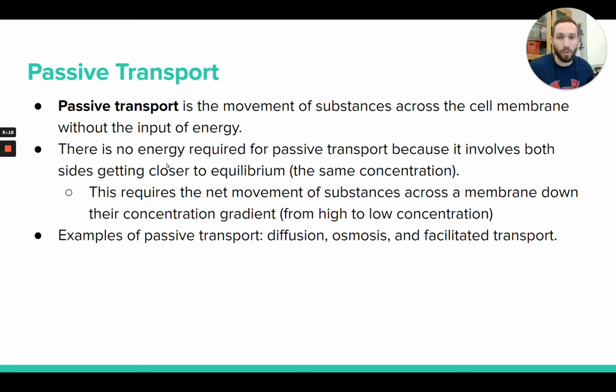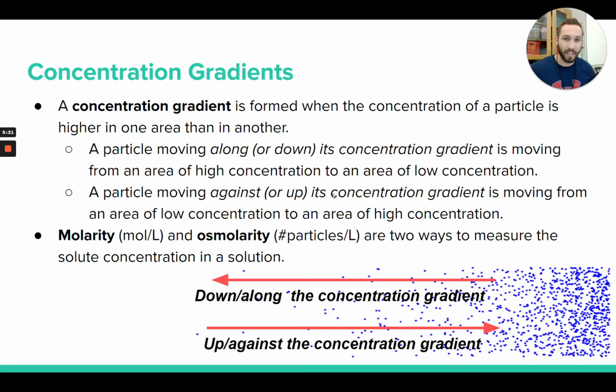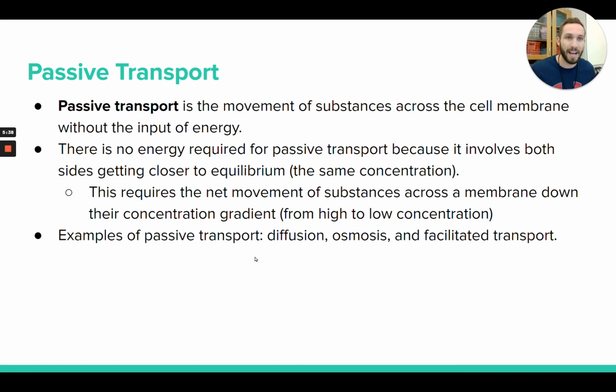And so this is going to require that there's a movement of substance down its concentration gradient, or an area from high to low. So like in this picture, if I can get a lot of these particles to move towards this side, that's going to help us achieve the goal of getting closer to equilibrium everywhere, where everywhere has the same concentration and there's no longer a concentration gradient. And so that would be an example of passive transport.